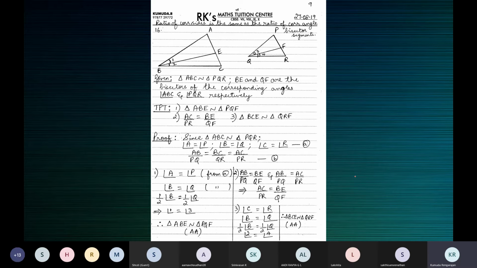Any questions, children? No, ma'am. Okay, Shakti says no. What about the others? No, ma'am. Please get your doubts clarified. Okay, Srinivasan says no.